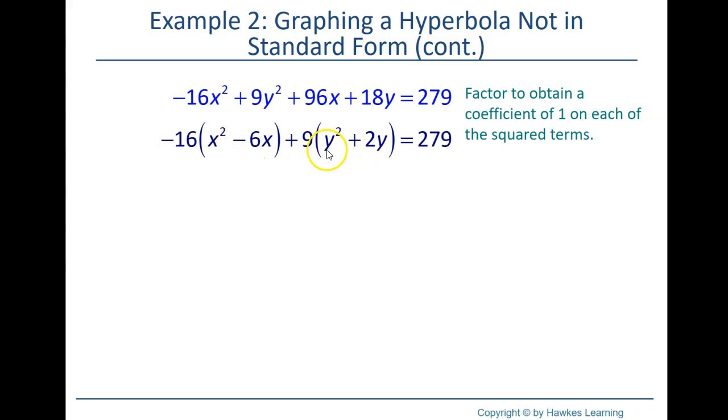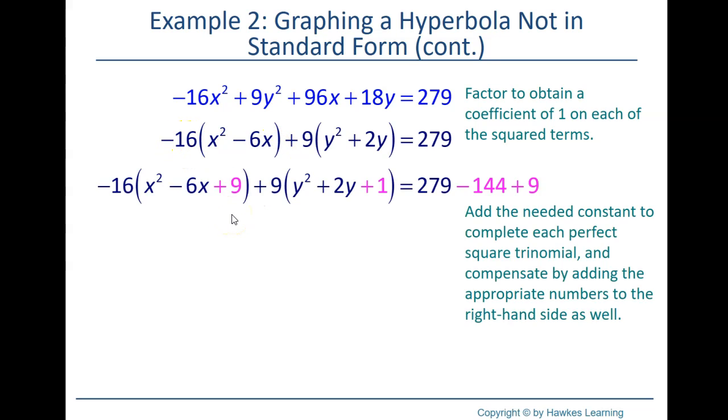Now I'm going to complete the squares on both of these, but just like with the ellipse example, when we take half of this and get a negative 3 and add a 9, I'm actually going to add to the other side negative 16 times the 9. Half of this is 1. 1 squared is 1. So I'm going to add 1 in the parentheses, but to the right side I'm going to add 9 times 1. I'm going to do negative 16 times positive 9 on the other side.